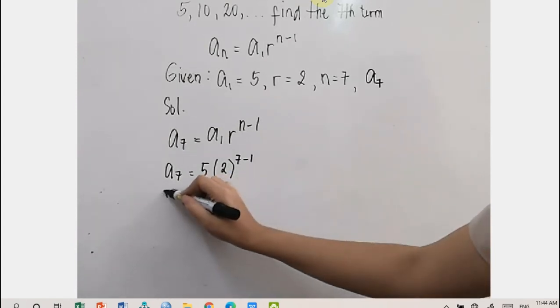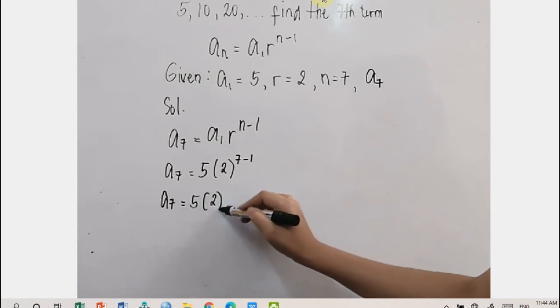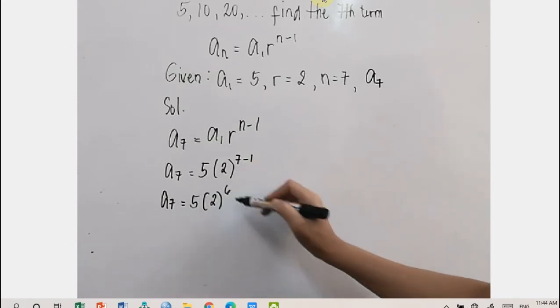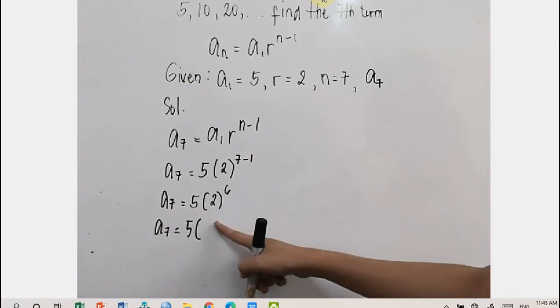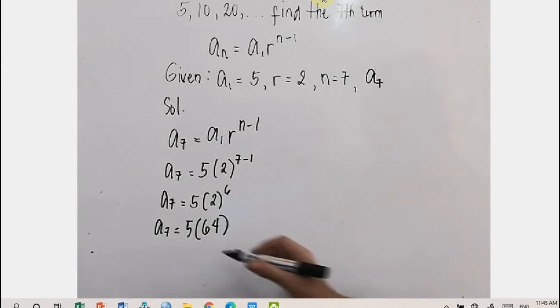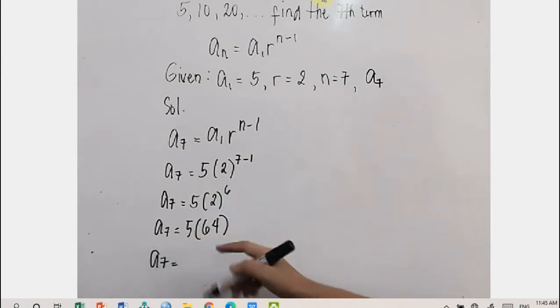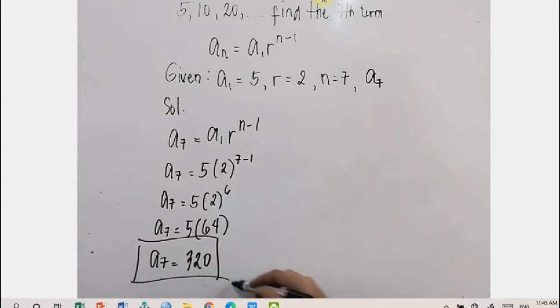Next, a sub 7 is equal to 5 times 2 raised to 7 minus 1, alright, 6. Next is a sub 7 is equal to 5 times 2 raised to the power of 6. We got 64. Okay? So a sub 7 is equal to 5 times 64. The answer is 320. So the seventh term of the given sequence now is 320. So ang bilis, 'di ba? We arrived with the same answer a while ago.